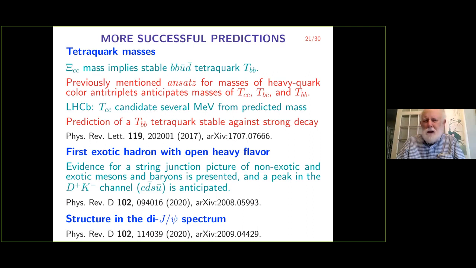Tetraquark masses, I'll go into these in a little more detail. And there was an exotic hadron with open heavy flavor, a c, d-bar, s, u-bar final state, where we anticipated the mass within several MeV. And structure in the J/psi spectrum. Again, those last two were published in Physical Review 2020. Next slide, please. Let's skip this, lifetimes.